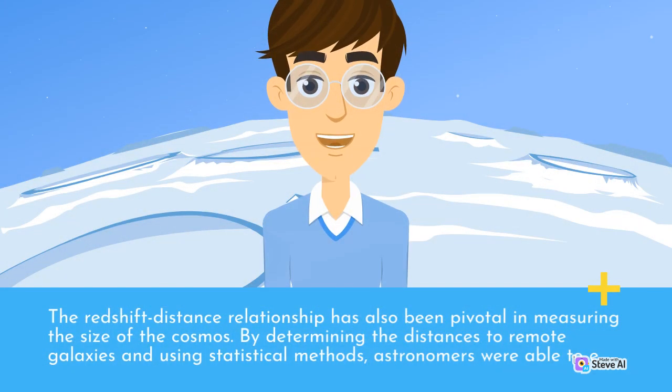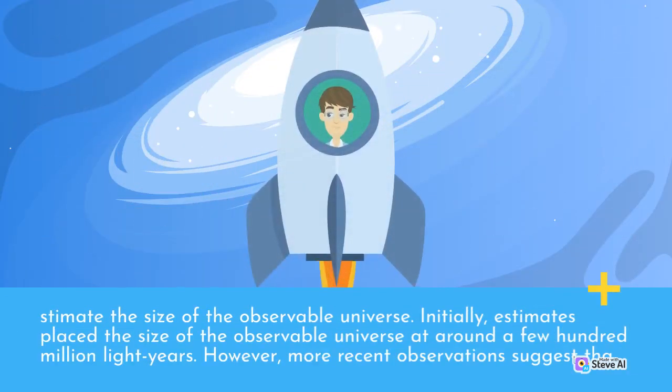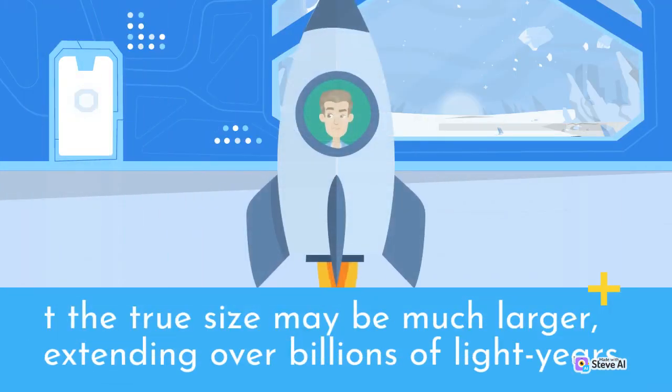The redshift-distance relationship has also been pivotal in measuring the size of the cosmos. By determining the distances to remote galaxies and using statistical methods, astronomers were able to estimate the size of the observable universe. Initially, estimates placed the size of the observable universe at around a few 100 million light-years. However, more recent observations suggest the true size may be much larger, extending over billions of light-years.